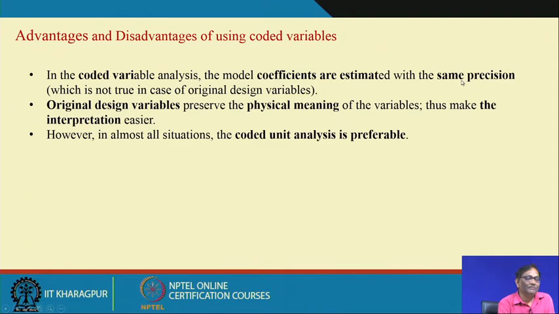Standard error of the model estimate will be the same, irrespective of the units in which it is measured. If you code it, each of the regression estimates will be estimated with the same precision. Same standard error. Original variables preserve the physical meaning of the variable. That is the main advantage of using original or engineering units, because they preserve the actual meaning of the variable, thus making the interpretation easier.